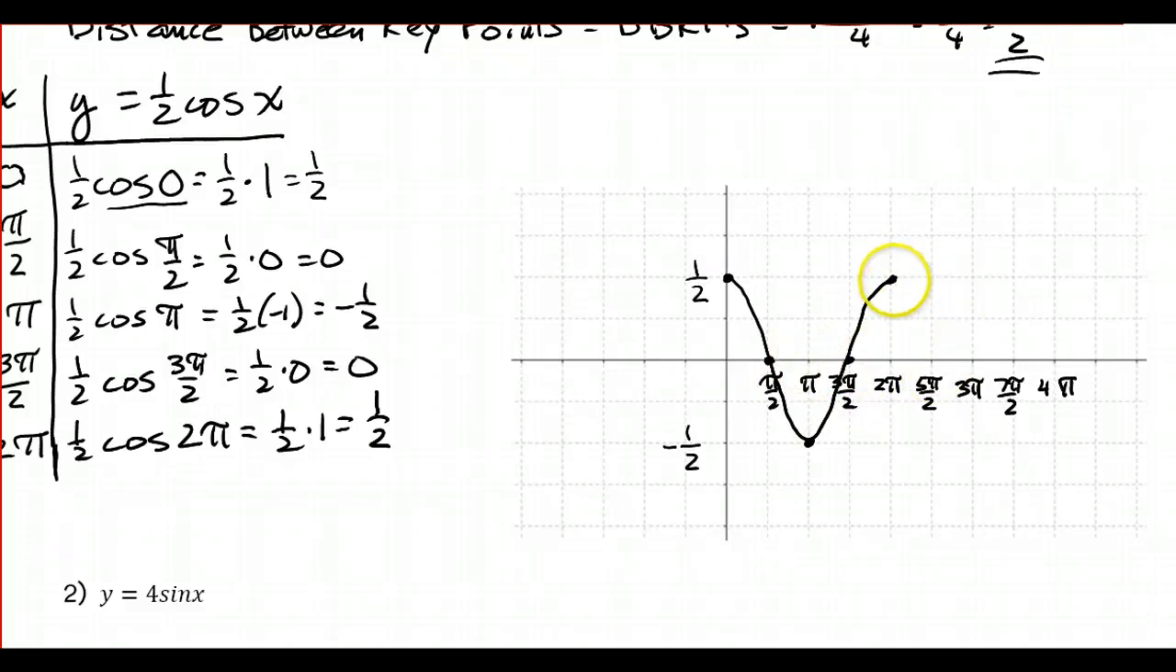So if we're up here at 2 pi and a half, our next value following the pattern would be at 5 pi over 2, 0, and then at 3 pi we're going to have negative a half. At 7 pi over 2 we'll have 0 again, and then at 4 pi we'll have a half again. And then we just draw in a nice smooth curve. And there you have 2 periods of y equals 1/2 cosine x.